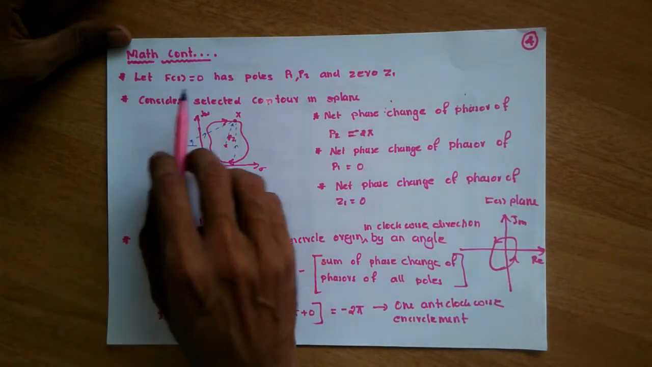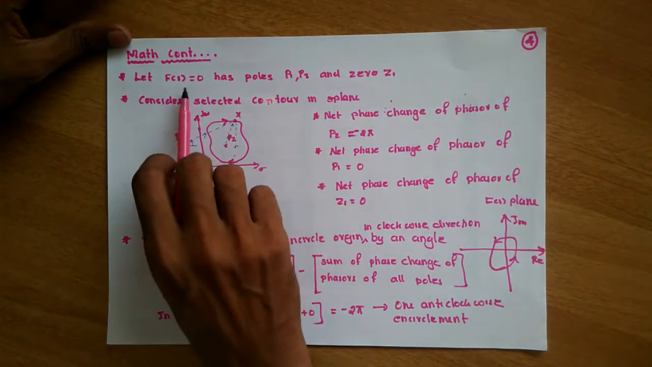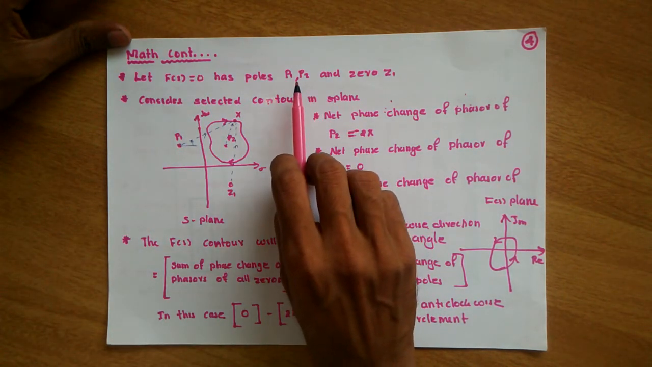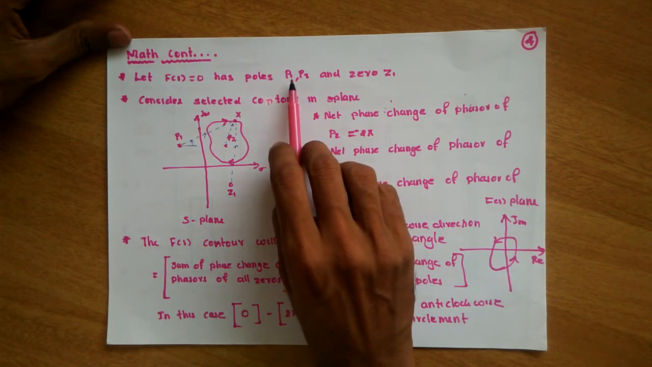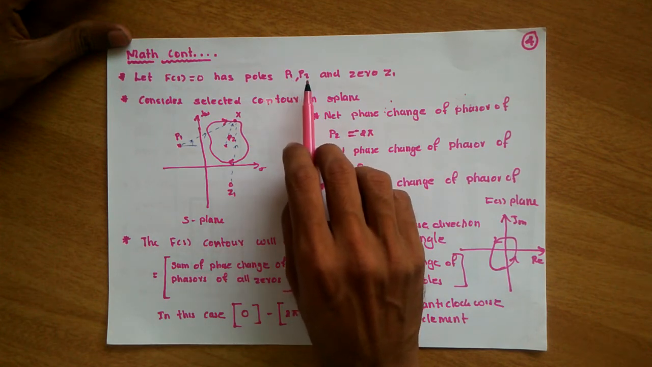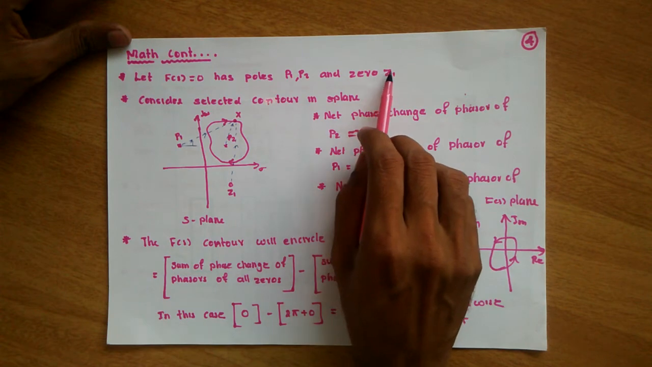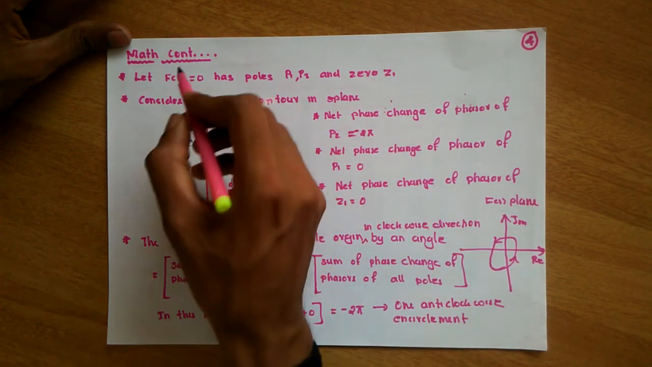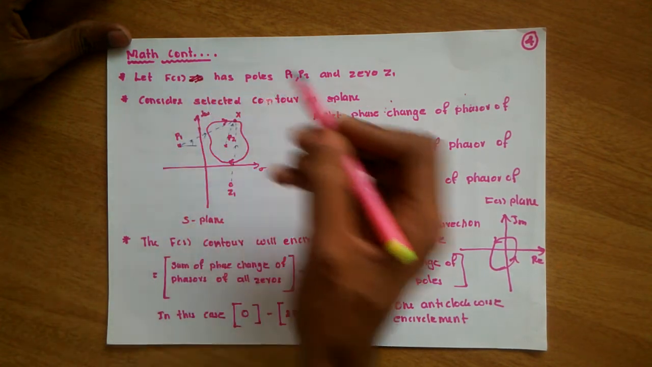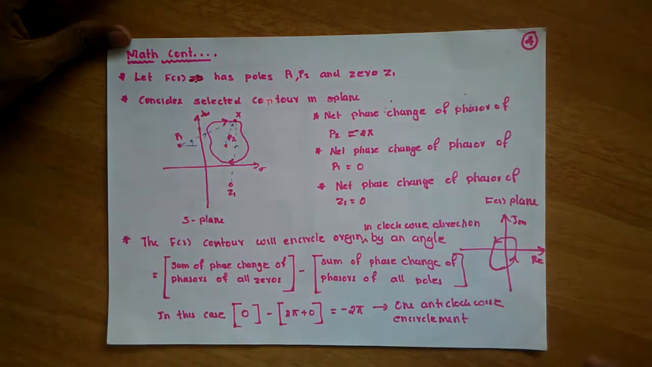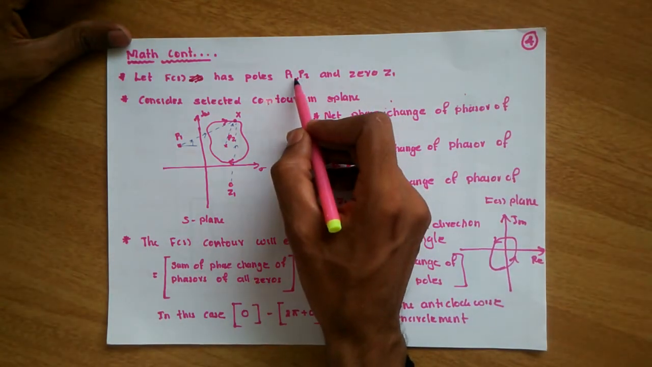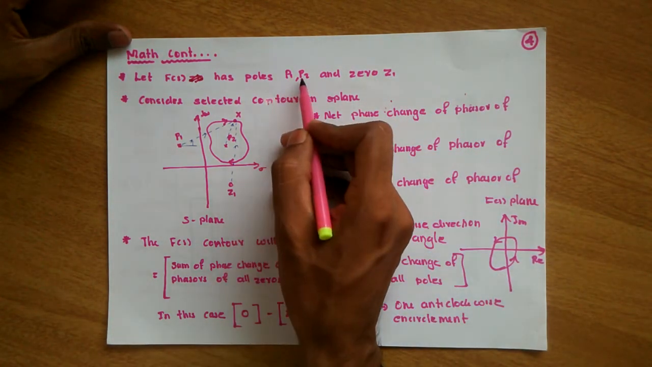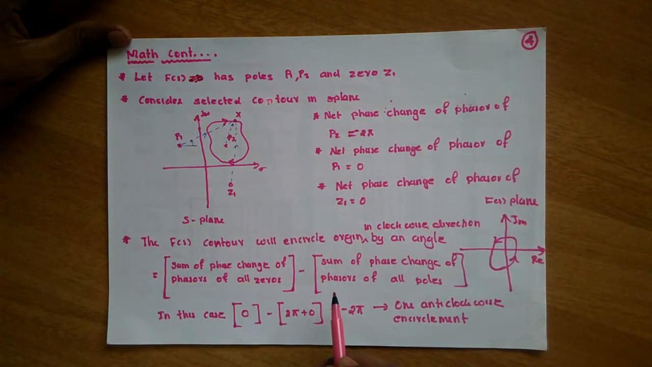So I'm taking the same function f of s, and I am assuming that the function has poles p1 and p2, and the function has a zero z1. Let it be like if I have function f of s which has poles p1 and p2 and zero z1. It is having two poles p1, p2 and one zero z1.